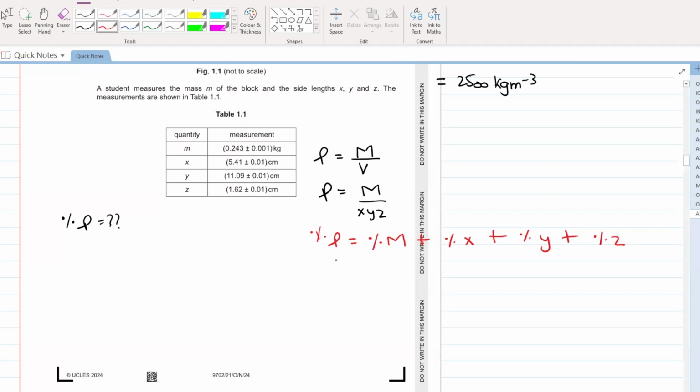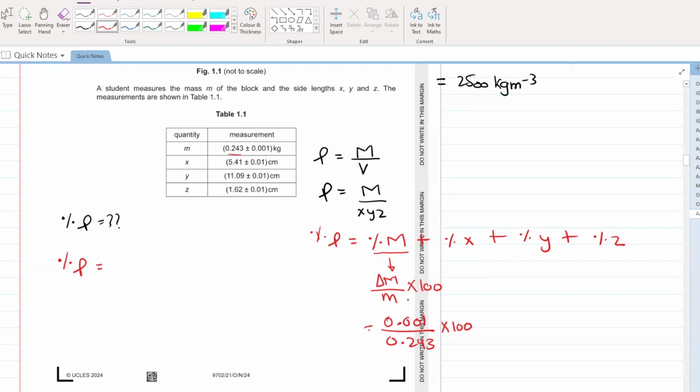To find the percentage uncertainty of density, we will first calculate the percentage uncertainty of mass. Sir, how do we calculate the percentage uncertainty of mass? Very easy: absolute uncertainty of mass divided by the actual value of mass, times 100. I will do the mass one fully; the others I will do directly. The absolute uncertainty of mass is 0.001, divided by the mass value 0.243, times 100. This is your percentage uncertainty of mass.